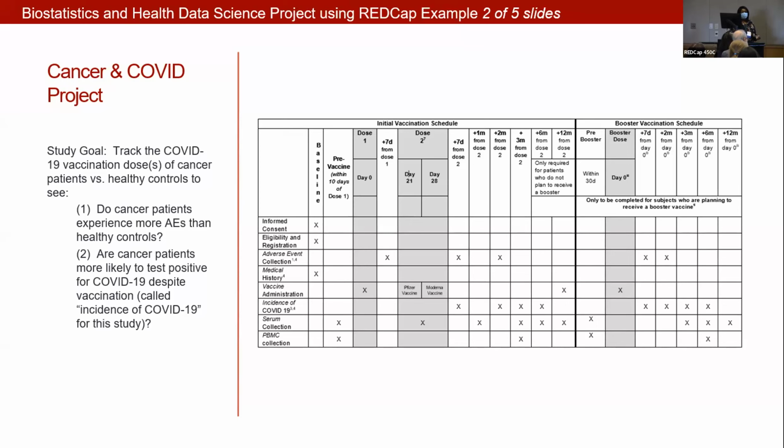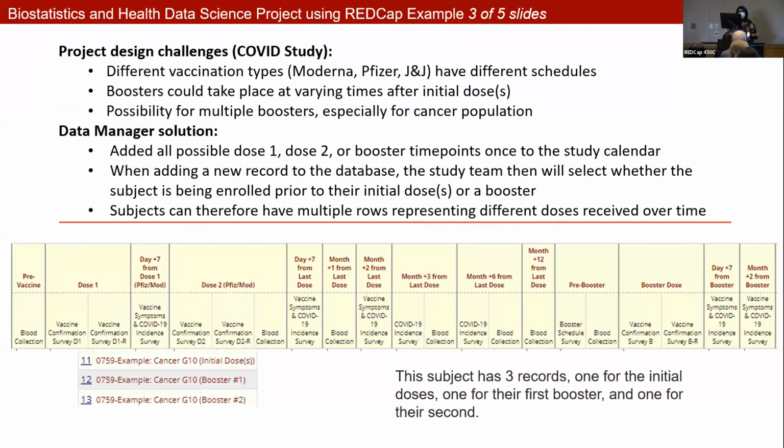And now we had to take this calendar and implement it into REDCap. And so the project design was they have different vaccination types. Moderna, Pfizer, J&J have different schedules. Boosters could take place at varying times after the initial dose, with the possibility of multiple boosters, especially for the cancer population.